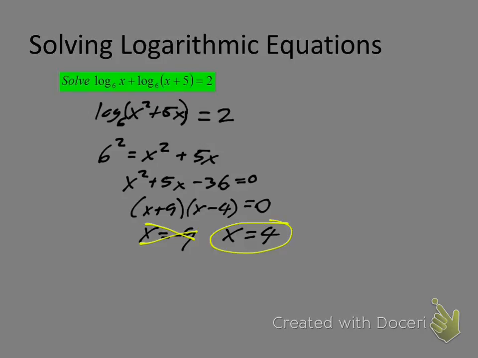Okay, so hopefully you worked this out. You got 4 as your only solution. Hopefully negative 9 showed up, but you toss it out because when you plug it in right there. Alright, so that's kind of basically how these are going to work.